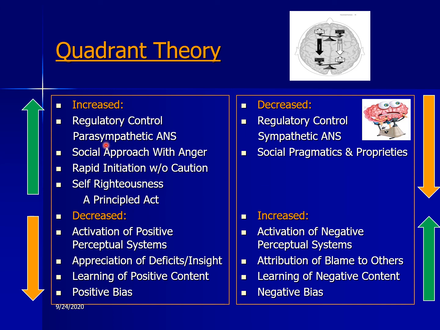With increased activation in the left frontal lobe, we have regulatory control of the parasympathetic nervous system is good. So efforts to produce a quiescent state are not going to work well. Social approach with anger. So we activate social approach, but the emotional bias is anger. Rapid initiation. Remember, your left brain is a very rapid sequential processor. So initiation without caution, getting out of your wheelchair and starting to walk when you have paralysis on the left side of your body. And a self-righteous view that when you harm another person, it's a principled act.